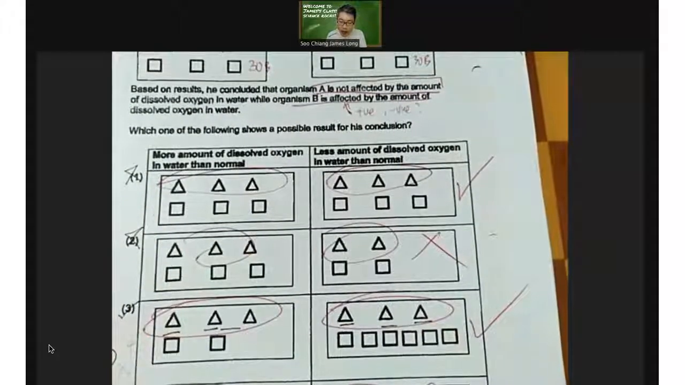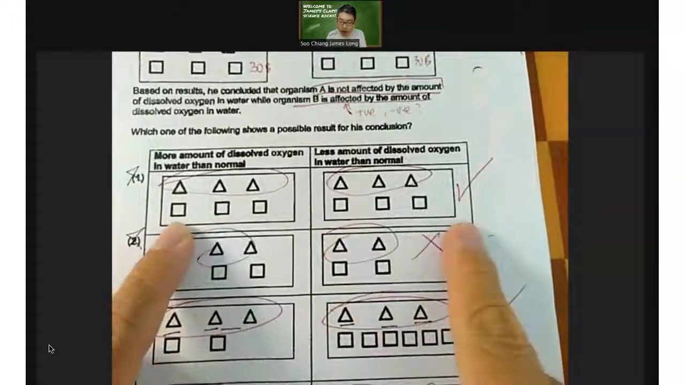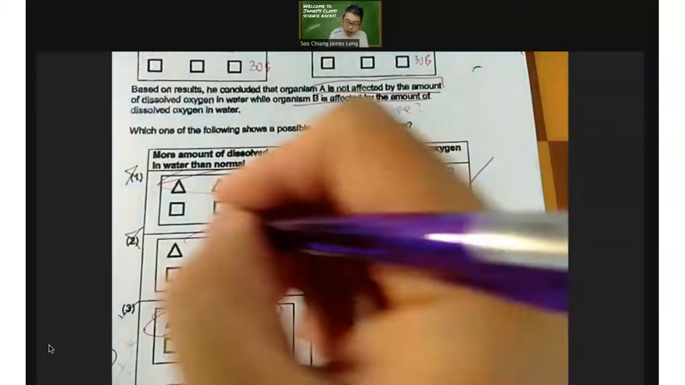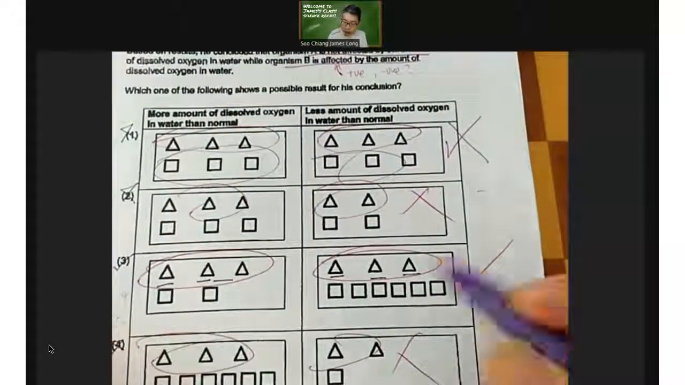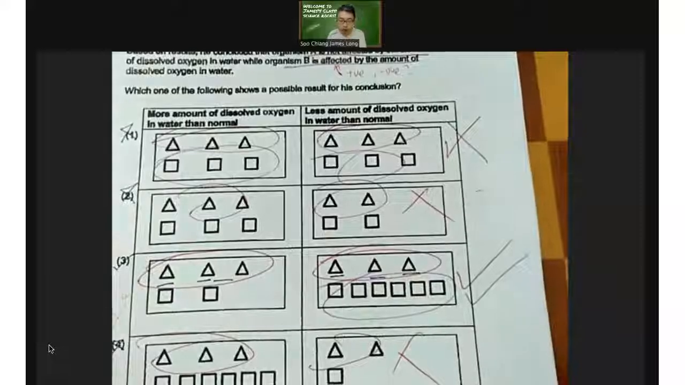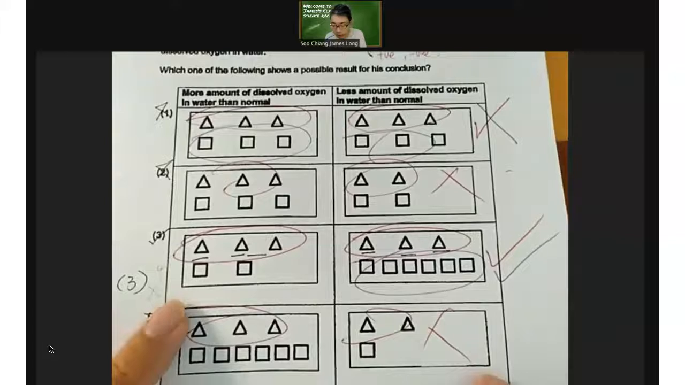Now look at B. If B is affected, therefore the population should either increase or decrease. This one shows B population remaining the same, so cannot. This one shows B population increases a lot. Yes, so the answer for this is 3. It shouldn't be 4. I'm not sure why your answer gives 4. 4 is wrong.